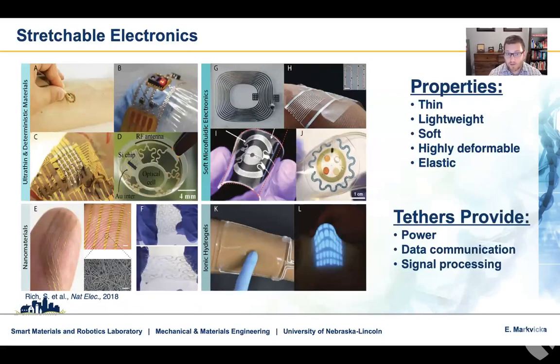Recently, there's been major advancements in terms of the materials and mechanics that have enabled the creation of devices that mimic the properties of natural human tissue, but retain or are capable of the high functionality of these traditionally rigid devices. These devices boast properties such as thin, they're lightweight, they're soft, highly deformable and elastic. However, these devices require tethers that ultimately provide power and data communication in these devices. Next slide.